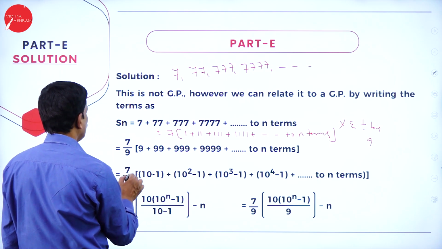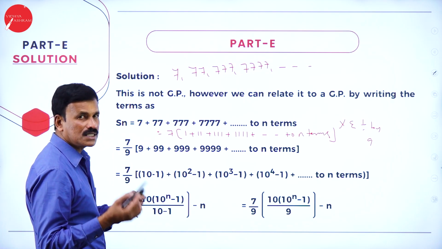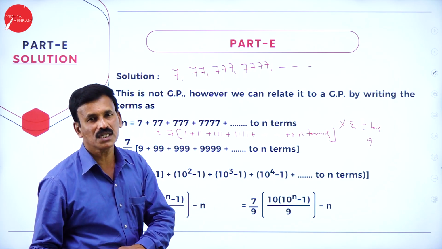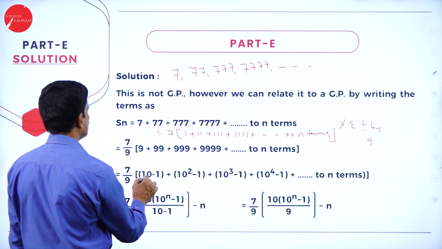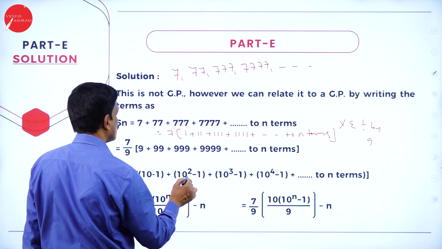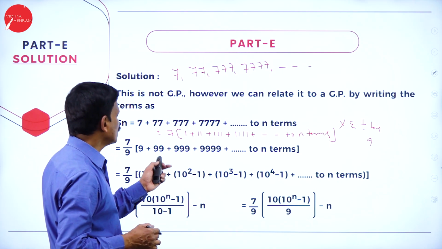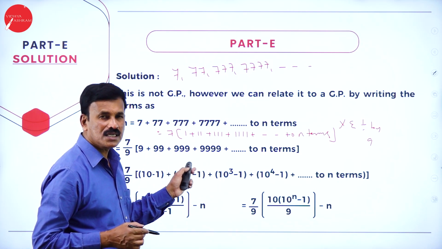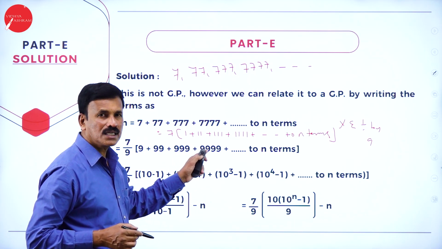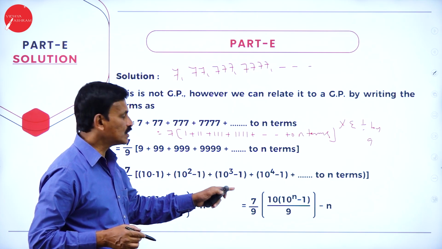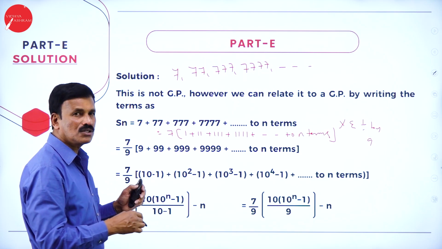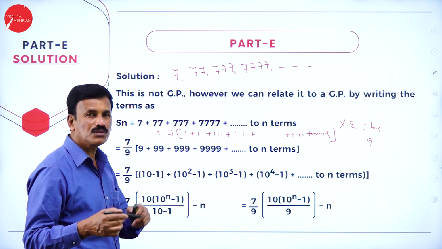So 7/9 as it is, 9 can be written as 10 − 1. The intention is to convert these terms into multiples of 10, that's all. So 9 can be written as 10 − 1, 99 can be written as 100 − 1, that is 10² − 1, 999 is 1000 − 1, that is 10³ − 1, and 9999 can be written as 10000 − 1, that is 10⁴ − 1, etc. to n terms. So (10 − 1) + (10² − 1) + (10³ − 1) + (10⁴ − 1).